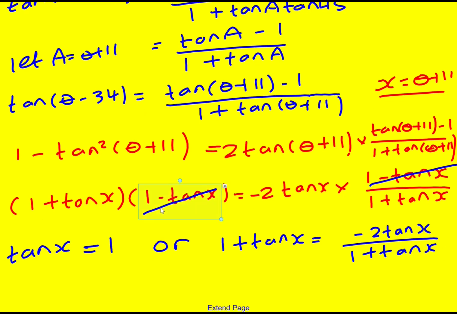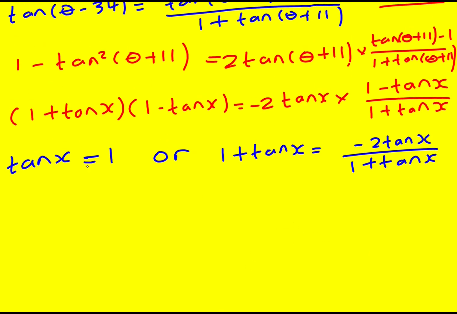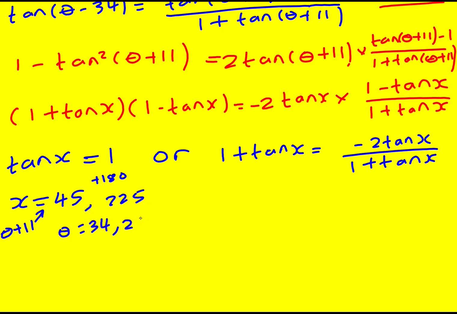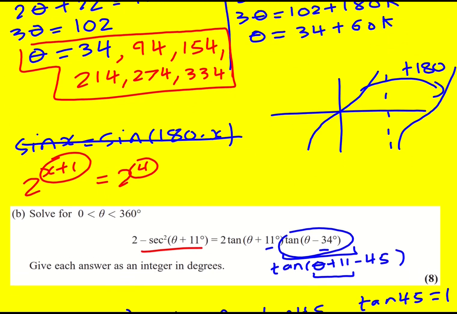So I'm kind of not going to just cross it out, actually. I need to consider the case when it's 0, but that's what I've done. So when it's not 0, I can cancel it out. When it is 0, I've got tan x equals 1. Therefore, x is 45 degrees, or adding 180, also 225 degrees. Now, don't forget, though, that is theta plus 11. So theta would equal 34, or 214. So those are two solutions. And they are two of the solutions that we had earlier, 34 and 214. We just got the other 4 to obtain.